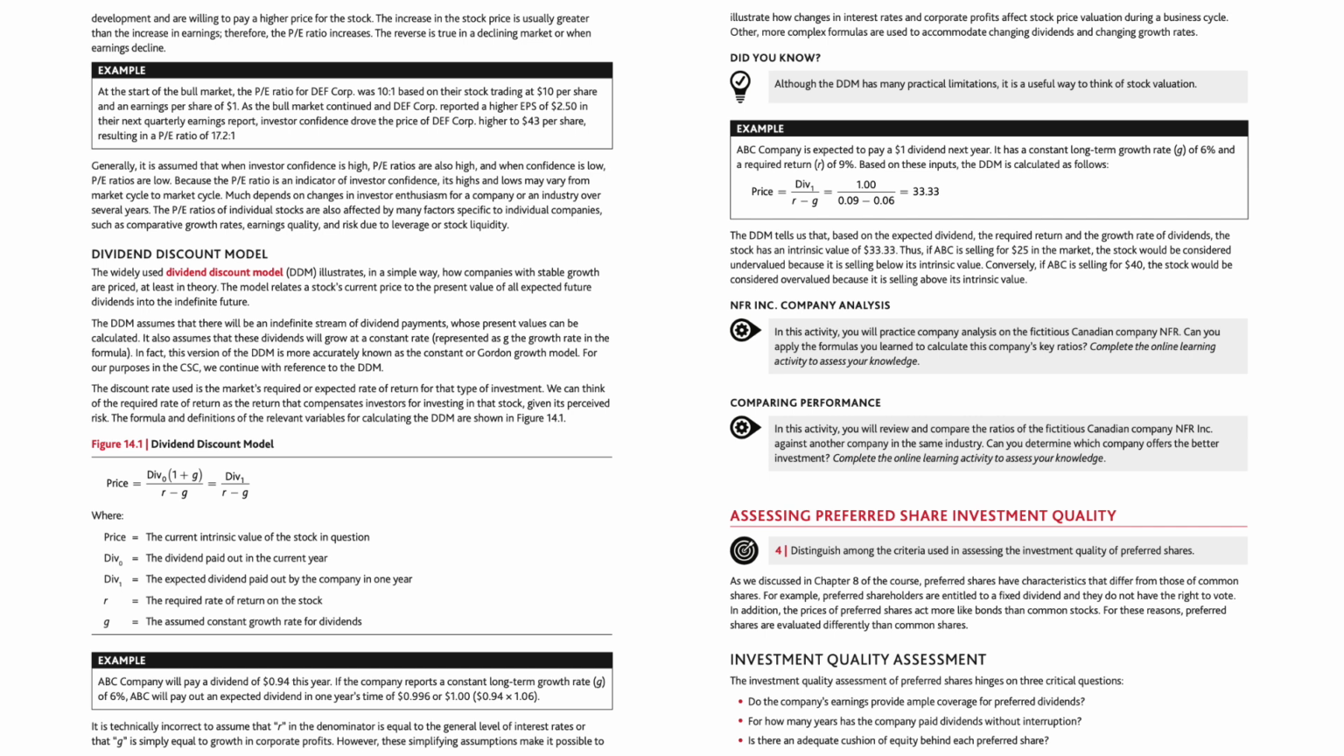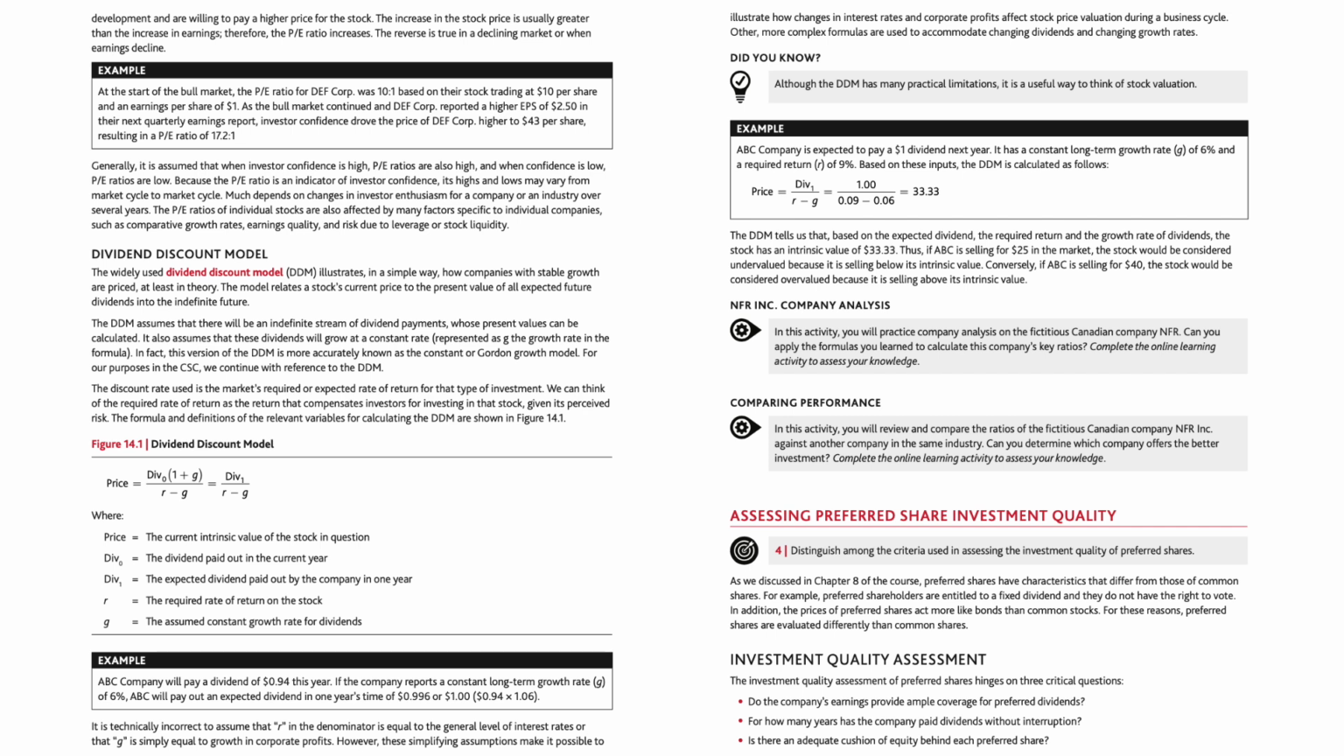The formula and definitions of the relevant variables for calculating the DDM are shown in Figure 14.1, where the price equals the expected dividend paid out by the company in 1 year divided by R subtract G, or the required rate of return on the stock subtract the assumed constant growth rate for dividends. Here's an example. ABC Company will pay a dividend of 94 cents this year. If the company reports a constant long-term growth rate of 6%, ABC will pay out an expected dividend in 1 year's time of 0.996 or $1.